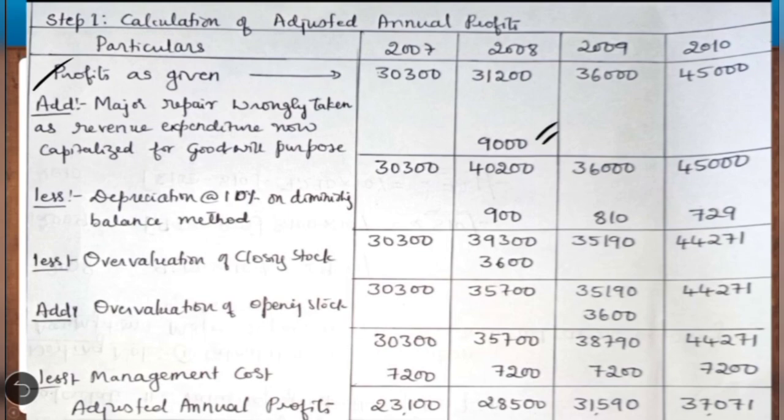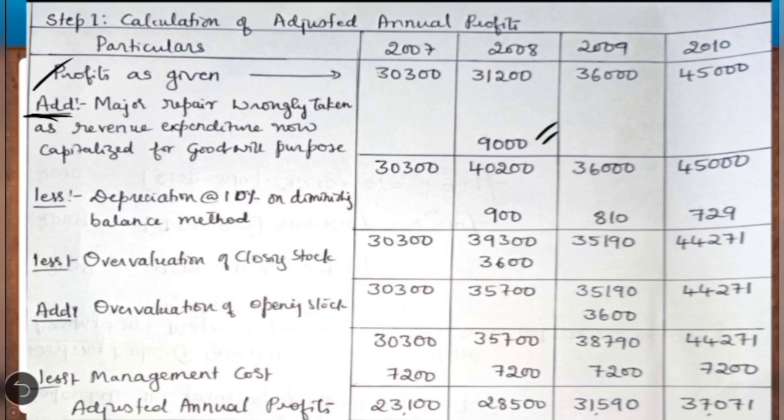After that, you are going to have the balances 30,300, 40,200, 36,000 and 45,000. Please remember one thing here, while arriving at the profit you have to be careful. Sometimes students write it as add, but while arriving at the balances they deduct the amount. Don't do that. You have to be careful what you have written here. If you have written add, please add that to the balance. If you have written less, you deduct it from the profit balance.